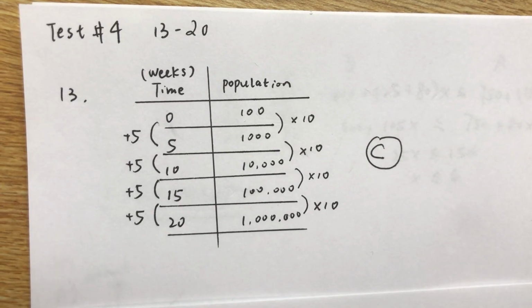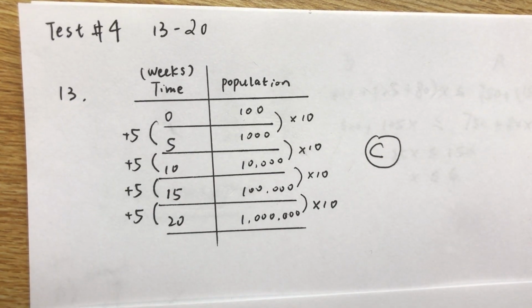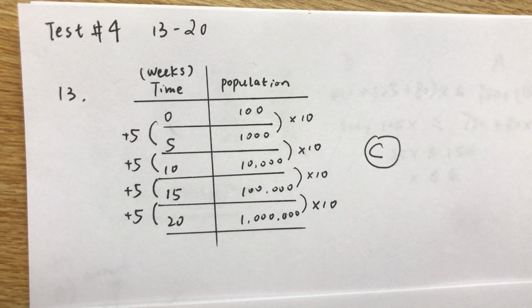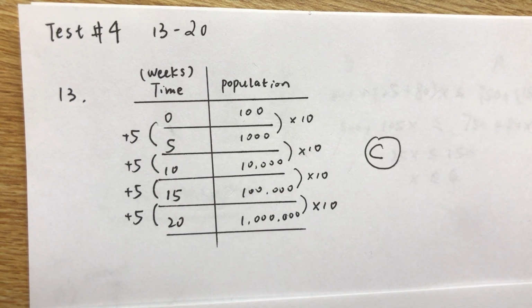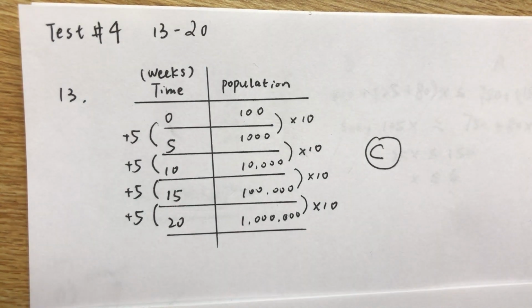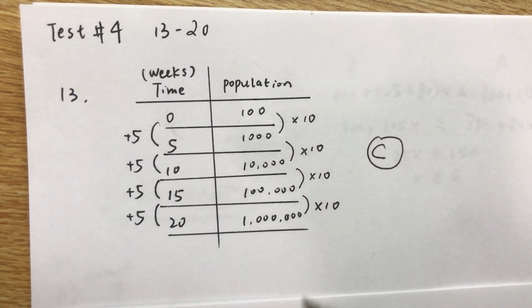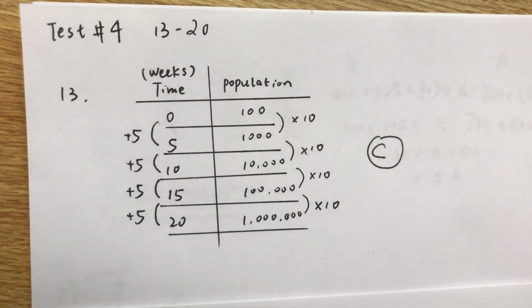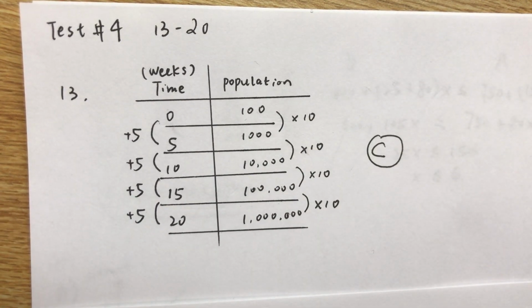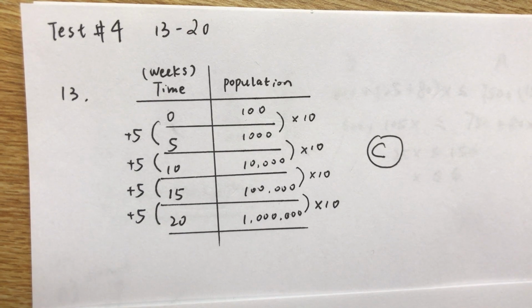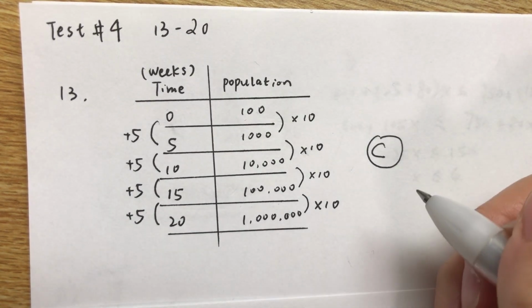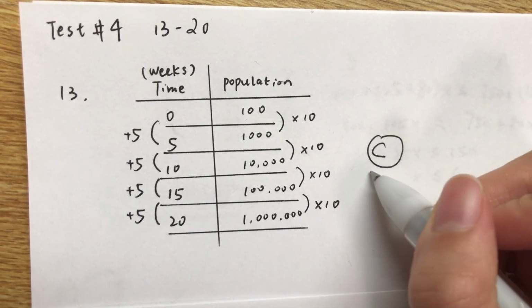So from the table, we notice that the relationship cannot be linear. And so we can eliminate choice A and choice B. So from choice C and choice D, we know that this relationship should be exponential since the population is increasing. So this relationship should be an exponential growth relationship. So the correct answer should be C.